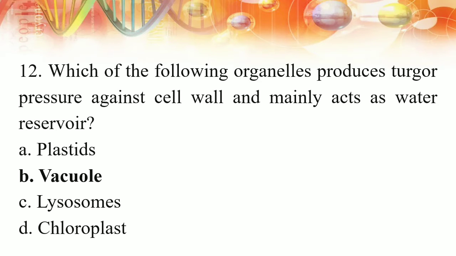Lysosomes break down food and get rid of waste. Chloroplast contains chlorophyll and uses energy from sunlight to make its own food. And vacuole stores minerals and water. Turgor makes living plant tissue rigid. Loss of turgor due to loss of water from plant cells causes flowers and leaves to wilt. Thus, the answer is vacuole, which is the water reservoir of the plant cell.